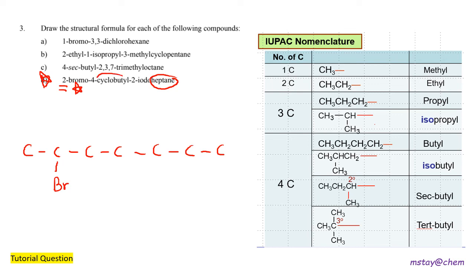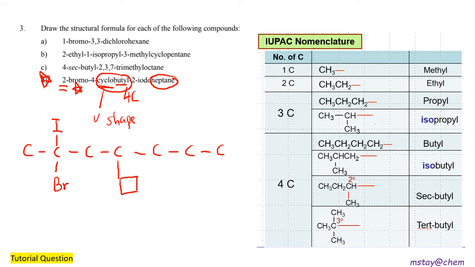And then we have a cyclobutyl. So from the name cyclo, we know that there is a shape. And then this shape has to have butyl, 4 carbon. So basically it's a square, which will attach to the 4th carbon. Okay. Then next one is 2-iodo. So iodine will add to the 2nd carbon as well.